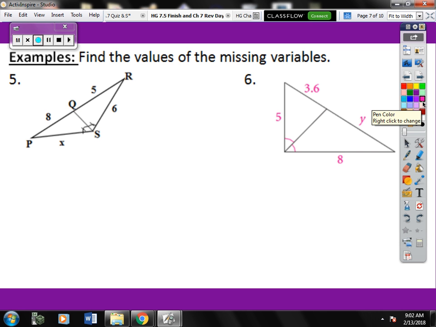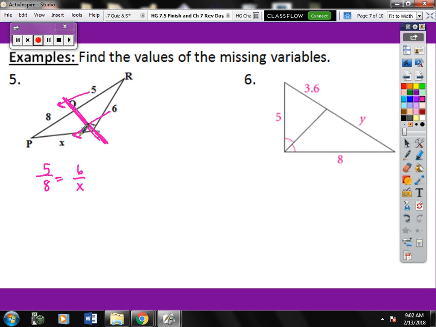All right, so find the values of the missing variables. Again, you have to be given an angle bisector, so you have to see those little congruent markings to know that you can use this theorem. So, again, if you darken this, we would have 5 over 8 equals 6 over x. There's one way you can write the proportion. 5 over 8 equals 6 over x.